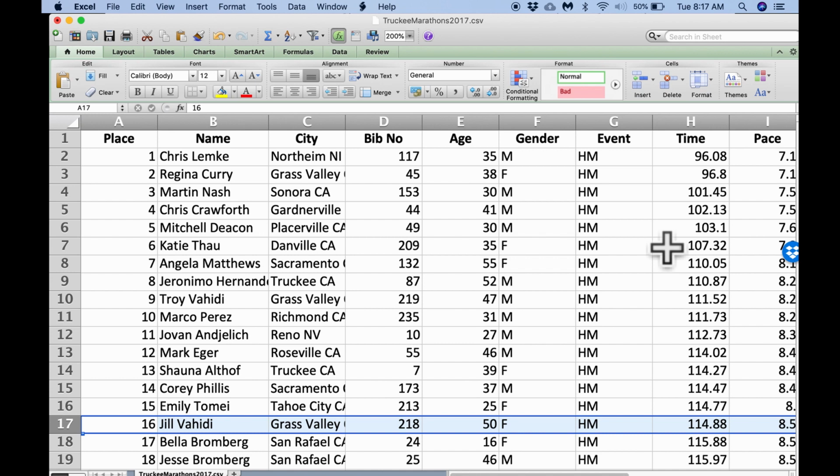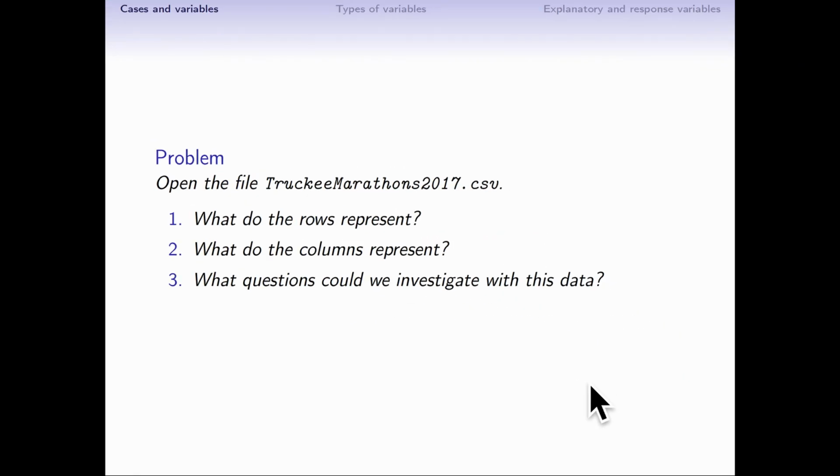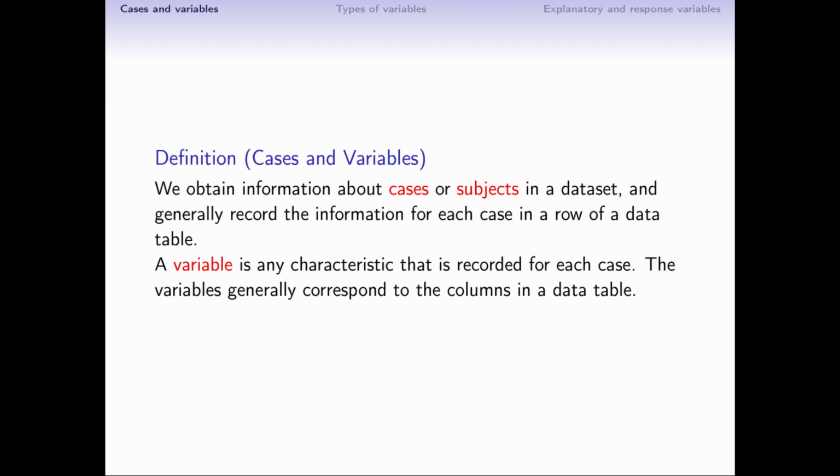So as we leave this section, the goal of this section was to articulate the idea of a case and a variable. Let's just recapitulate what we've got here. We obtain information about cases or subjects in a data set and generally record the information for each case in a row of a data table. A variable is any characteristic that is recorded for each case. The variables generally correspond to the columns in a data table. All right, so we've got the idea of cases and variables hopefully firmly in our mind. Rows give us cases, columns give us variables.